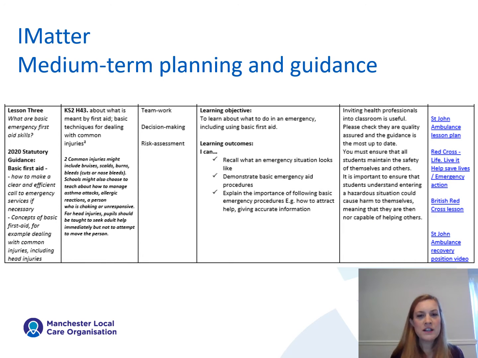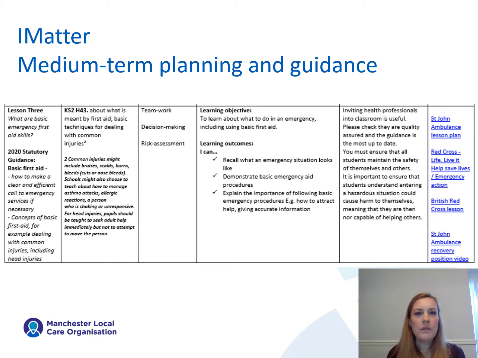Okay, so other things that are included in your resource packs are the medium-term planning and guidance documents. These are useful for an overview of each lesson in the year that you are delivering to. The first column includes the lesson title and its connection to the RSE statutory guidance, as you can see below. So you can see how you're fulfilling the criteria for the statutory guidance there.